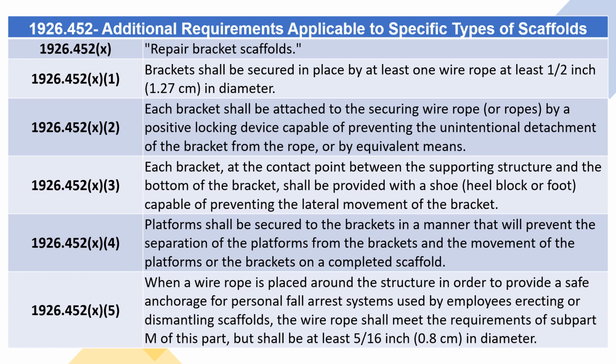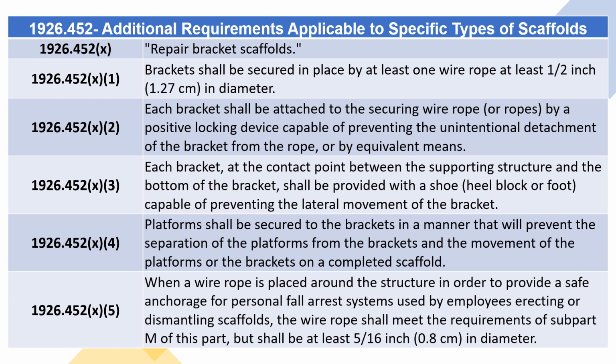1926.452(x): Repair bracket scaffolds. 1926.452(x)(1): Brackets shall be secured in place by at least one wire rope at least 1/2 inch (1.27 centimeters) in diameter. 1926.452(x)(2): Each bracket shall be attached to the securing wire rope, or ropes, by a positive locking device capable of preventing the unintentional detachment of the bracket from the rope, or by equivalent means.